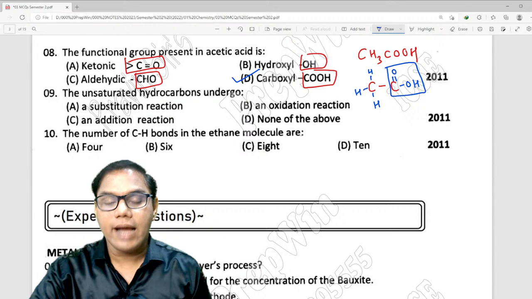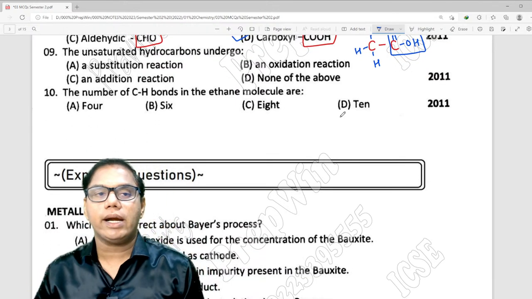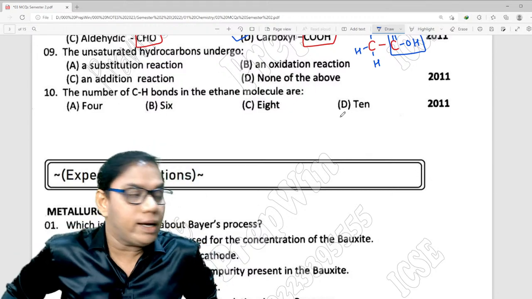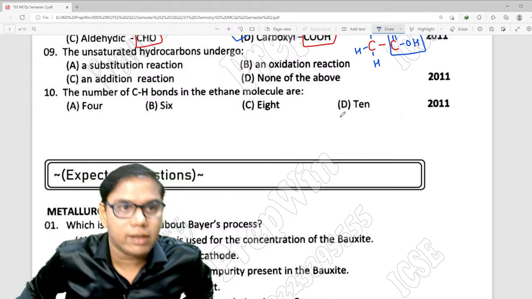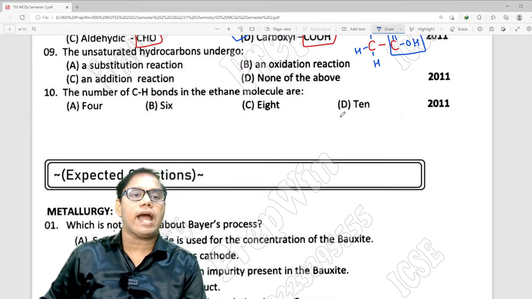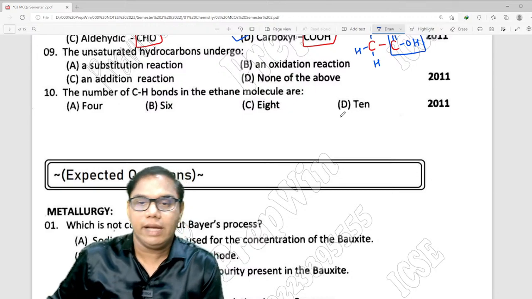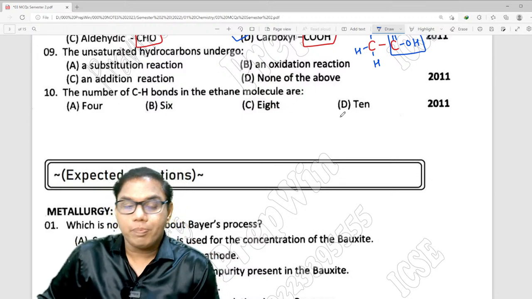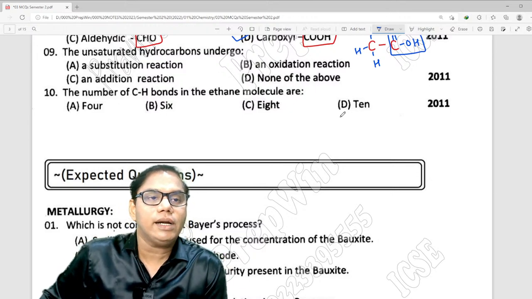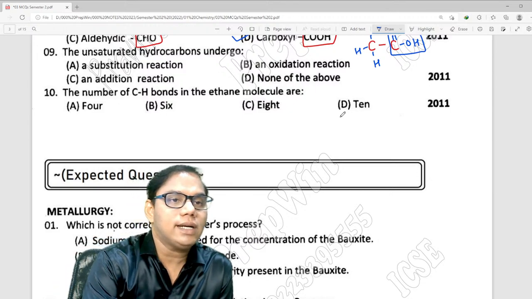I see students are ready with their 9th answer also. Unsaturated hydrocarbon, very important. Remember this. When you enter the examination hall, you should know: unsaturated hydrocarbons undergo which kind of reaction? Come on, answer for the 9th one. Is it oxidation? Is it substitution?